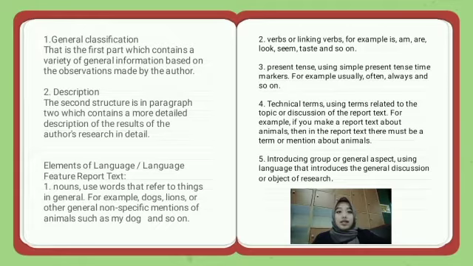Number four is technical terms. Using terms related to the topic or discussion of the report text. For example, if you make a report text about animals, then in the report text there must be a term or mention about animals. Number five is introducing group or general aspect. Using language that introduces the general discussion or object of research.